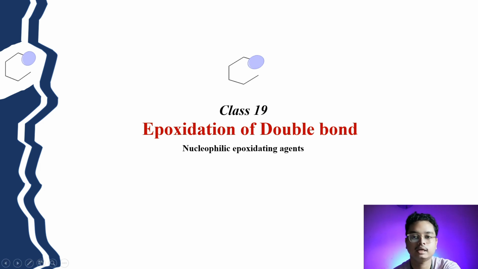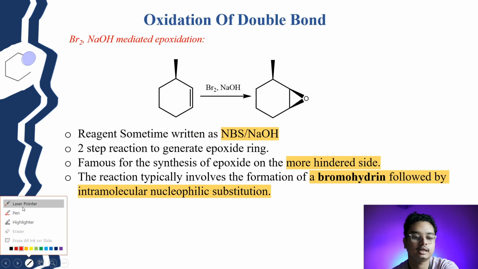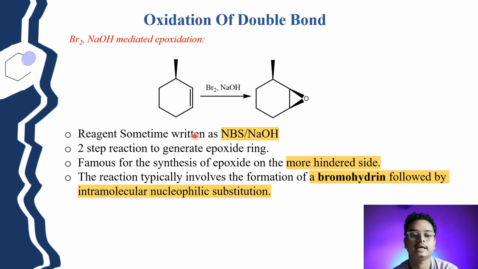Initially we begin our discussion with the Br2 NaOH based epoxidation. Br2 NaOH is a reagent, sometimes written as NBS NaOH. Basically, a bromine source is required and a base is required to do this type of epoxidation. It is a two-step reaction to generate the epoxide ring, which will be discussed in the mechanistic pathway.